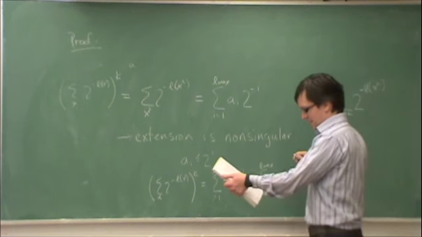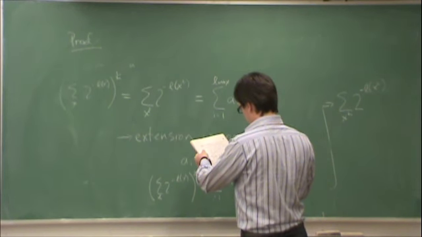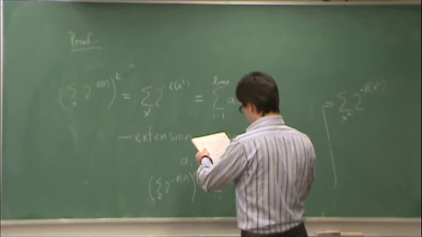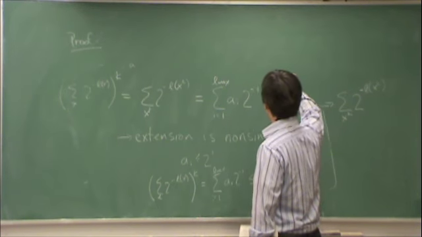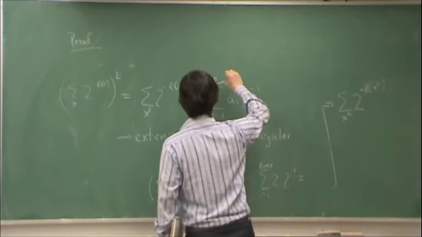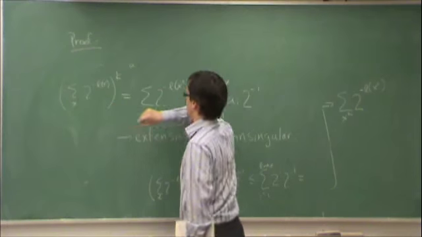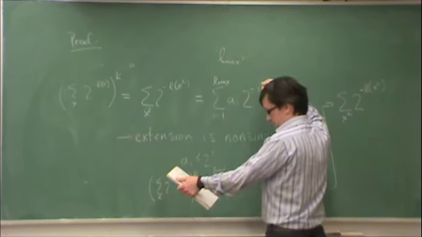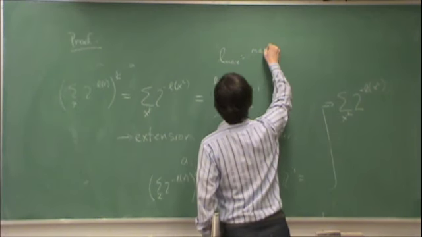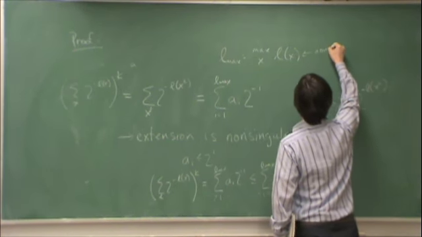Excuse me, I made a small mistake here. L max is with respect to the non-extended code. So L max is equal to the max over x of L of x, which is of the non-extended code.